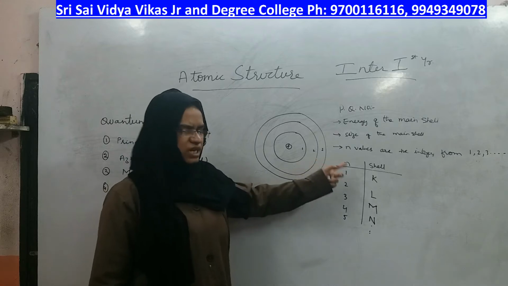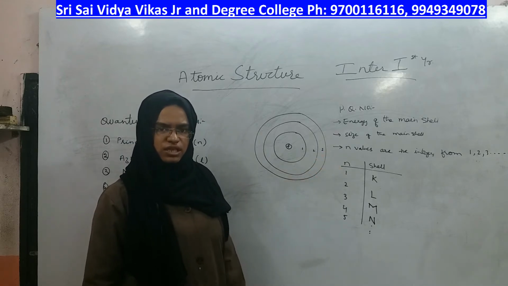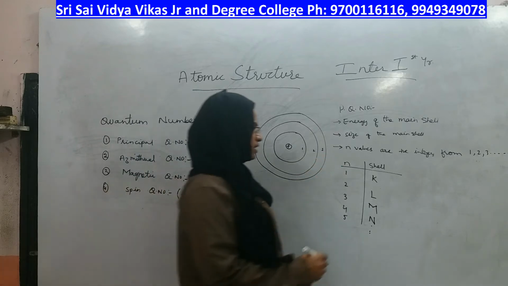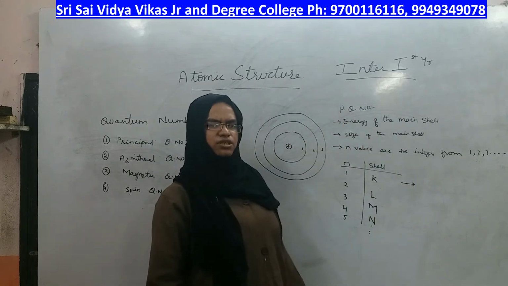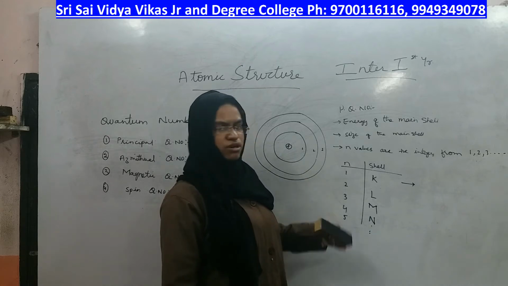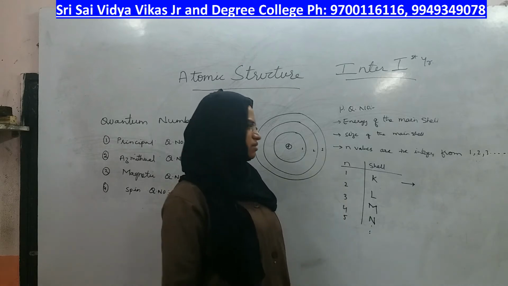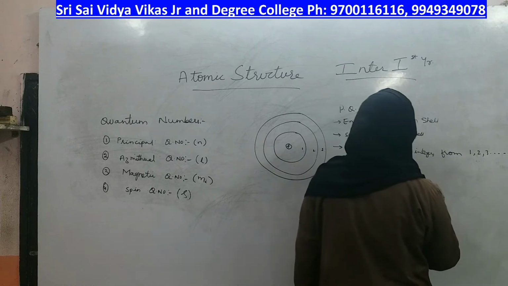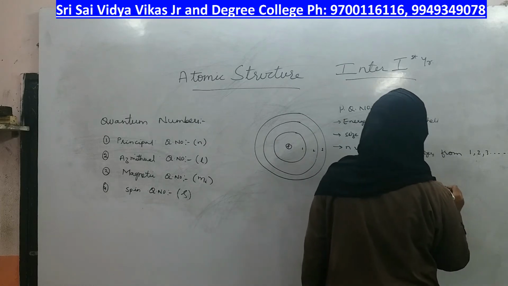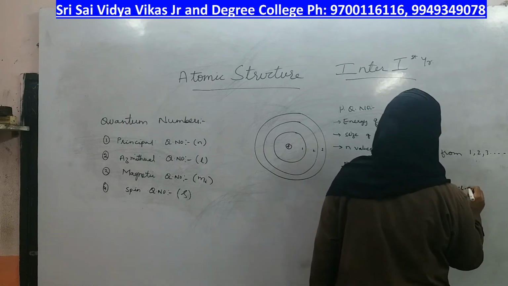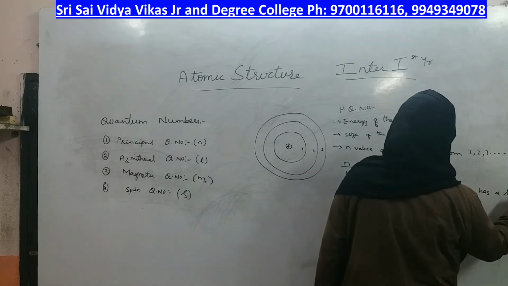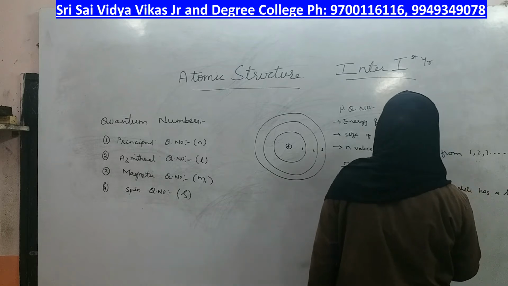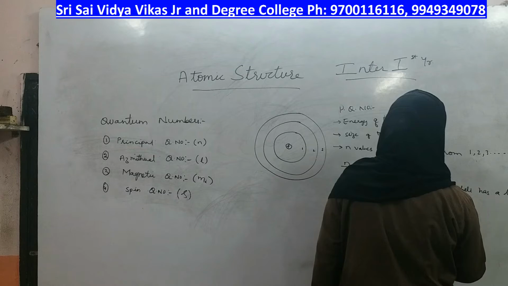So how many subshells each shell has is indicated by n square. What is the value of n? That much square are the number of subshells inside the main shells. Each main shell has a total of n square subshells.